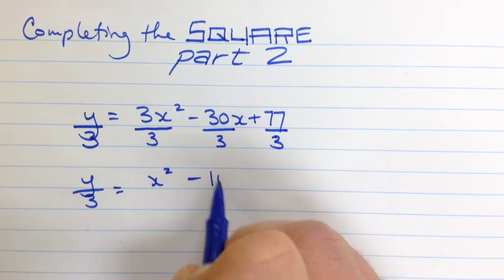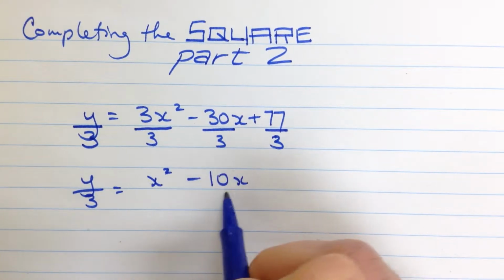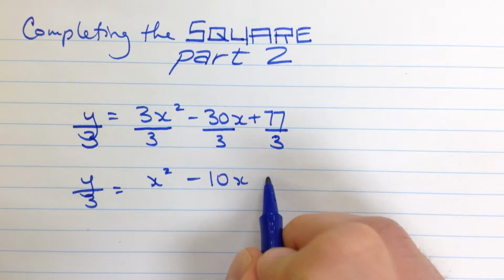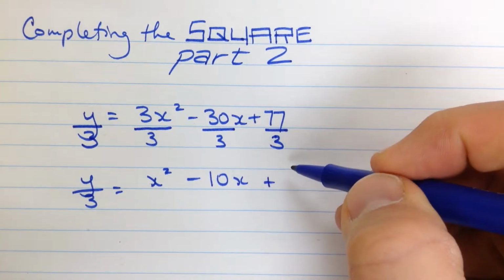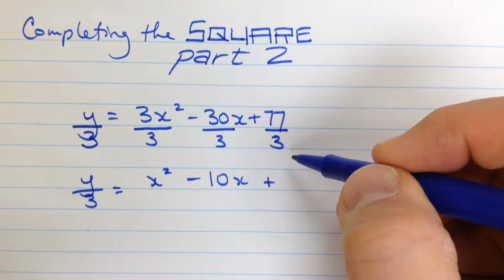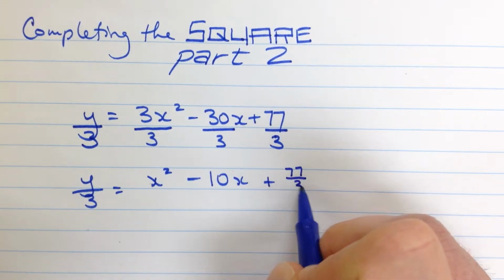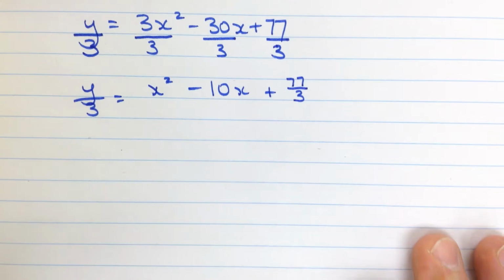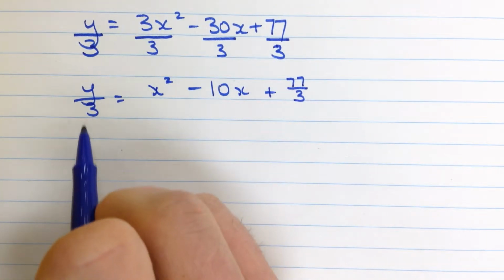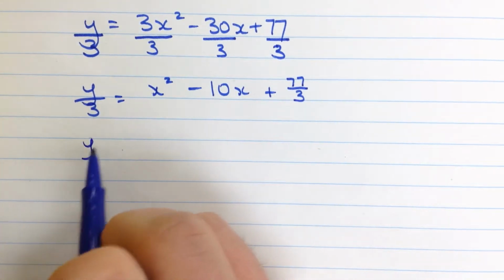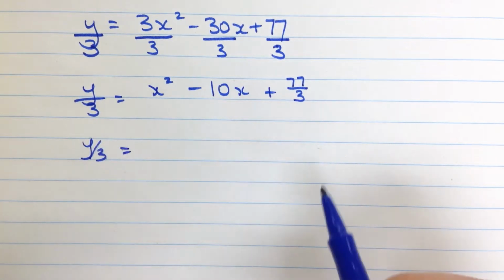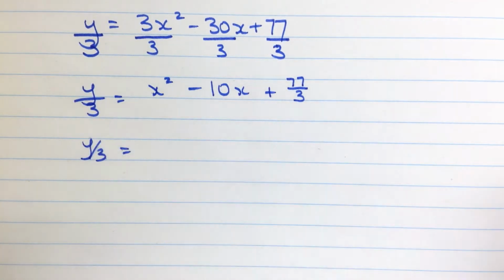x squared minus 30 divided by 3 is 10, minus 10x, plus, well, 77 divided by 3 is not a nice integer. So I'm actually going to leave that as a fraction for now, and you'll see what happens in a little while. So we're going to keep this y over 3 all on its own over here on the left-hand side, and we're ready to complete the square on this side.